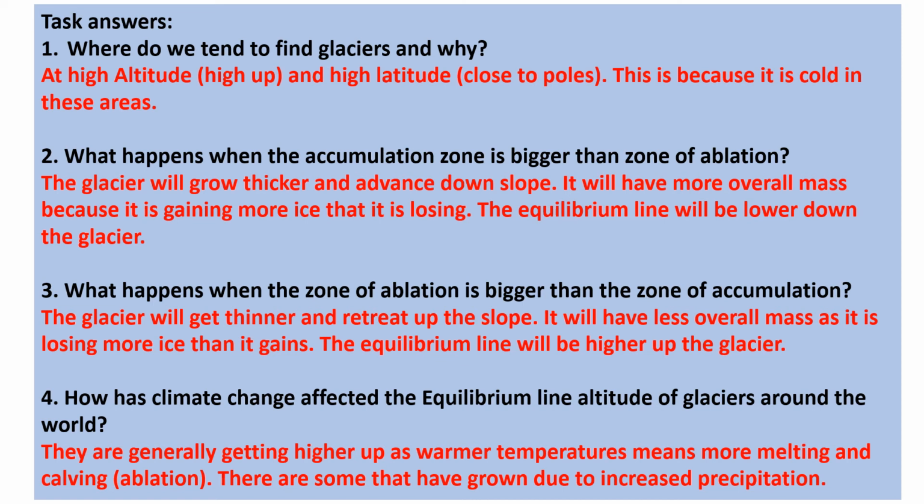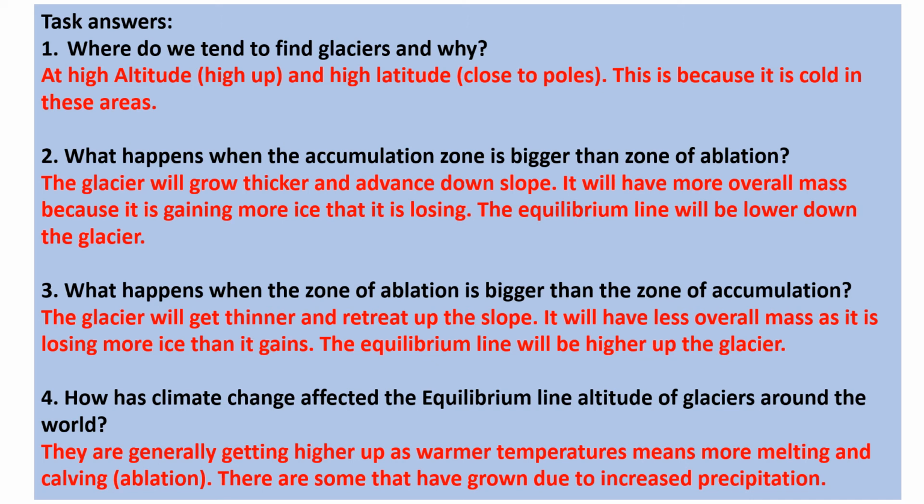Well, that means the glacier will get thicker and advance. When we talk about glaciers getting bigger and expanding where they are, we call that advancing. So they'll get thicker and they would advance. They have more overall mass because they're gaining more ice than they are losing, and the equilibrium line will be lower down the glacier.